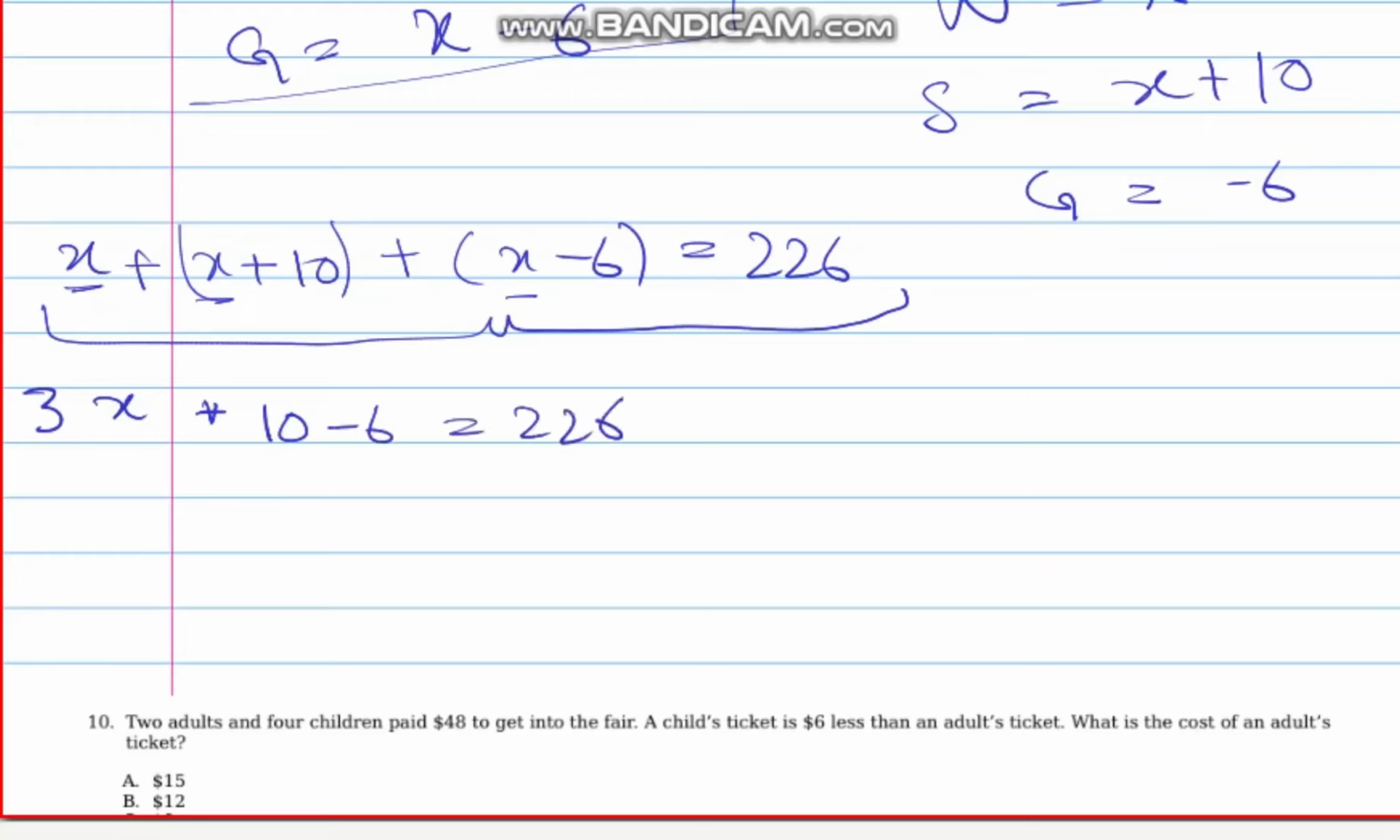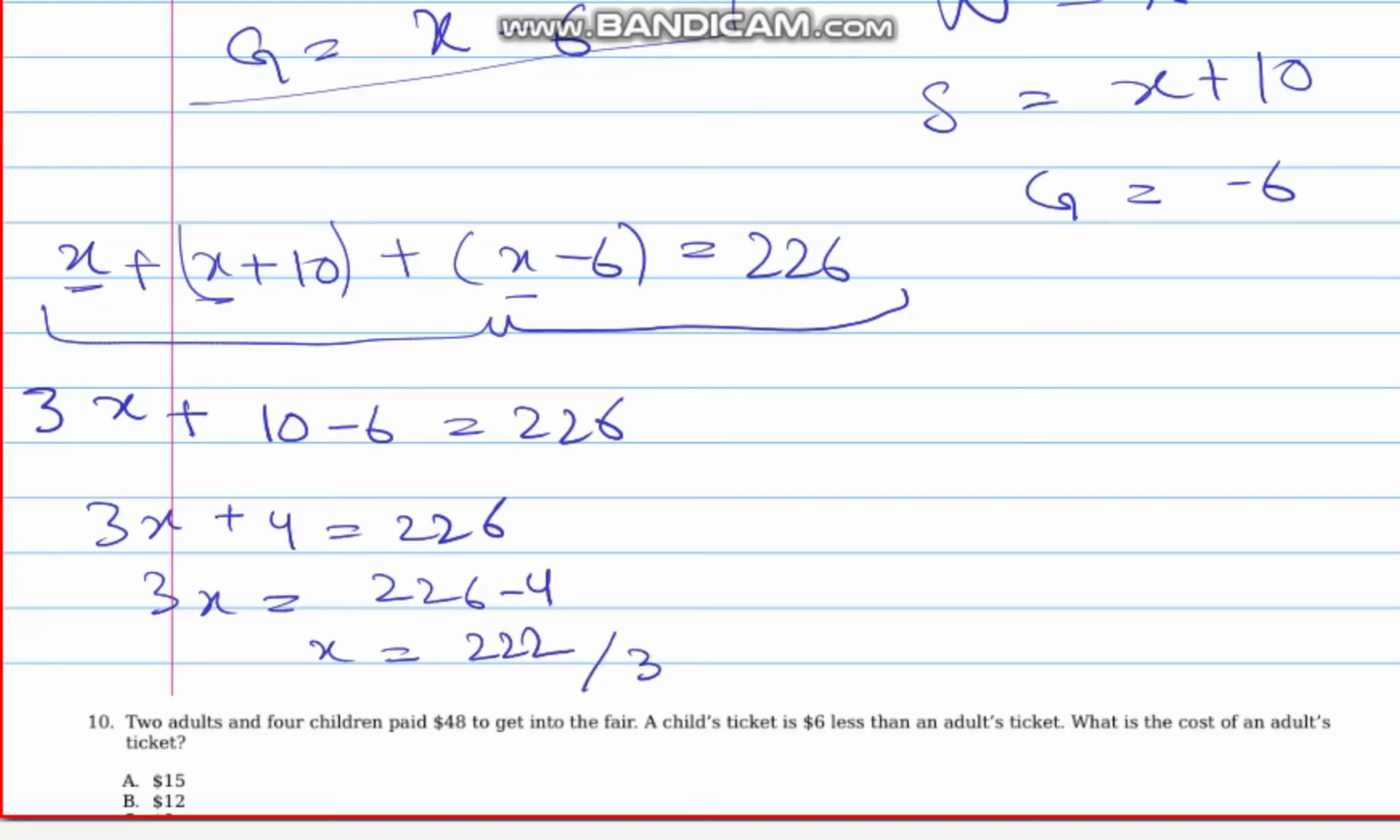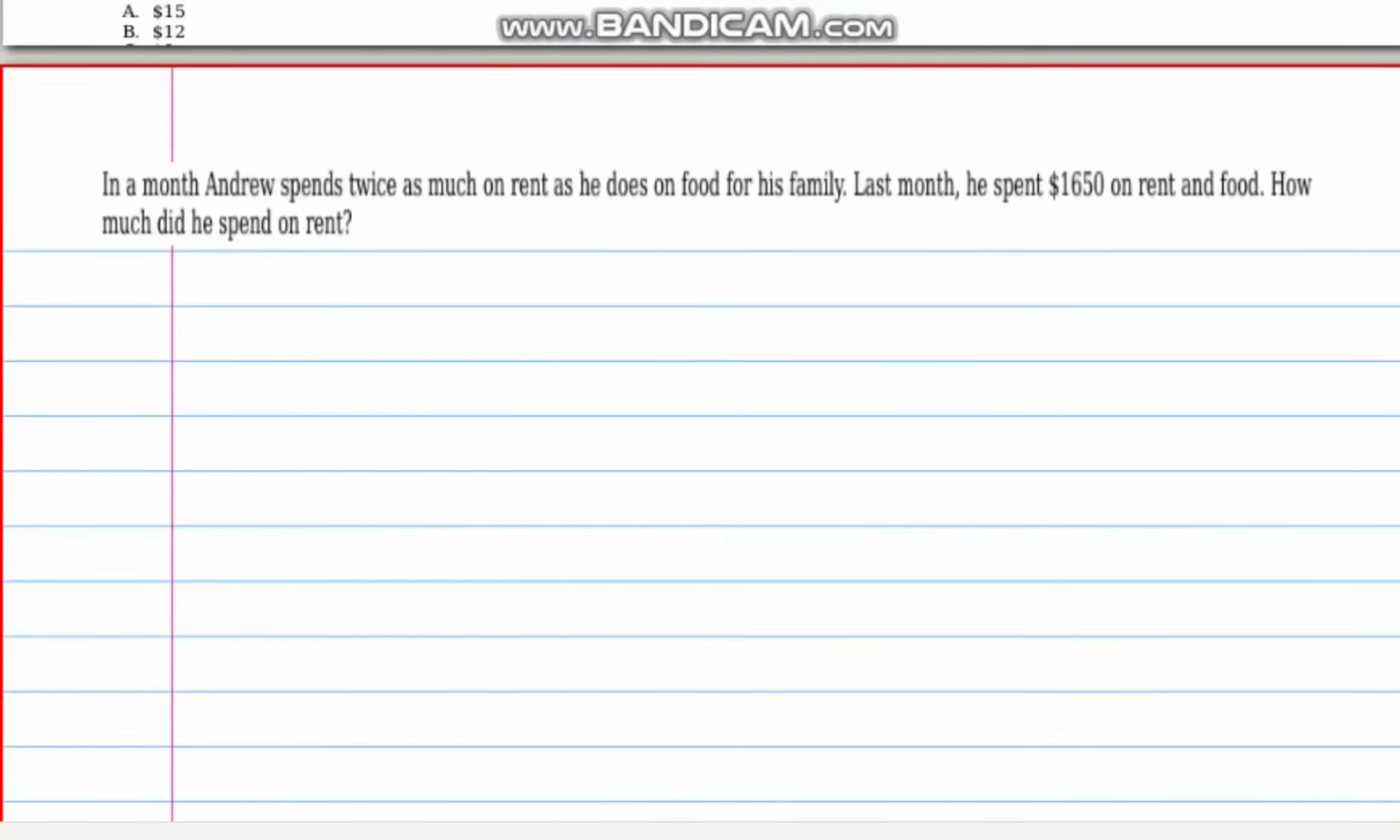Just find the x first. Let me write it clearly, then you will understand. 3x plus 4 equals 226, and what will be the x? 3x will be equal to 226 minus 4, so x is equal to 222 divided by 3. Now this is your x, and you can also simplify it by dividing. It's an easy task basically.